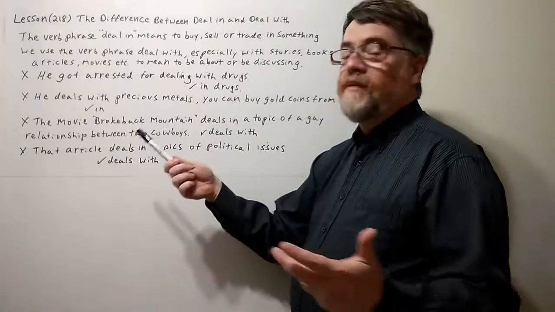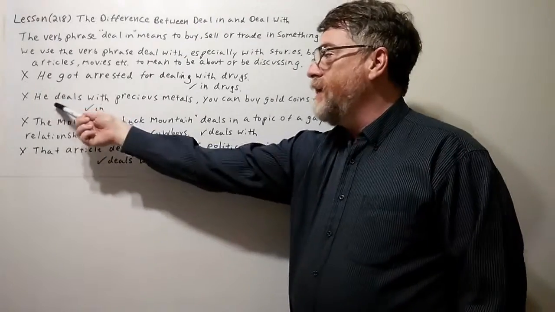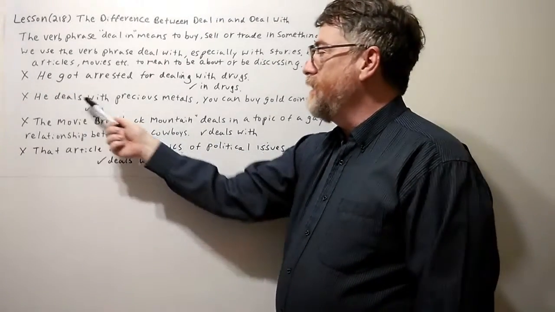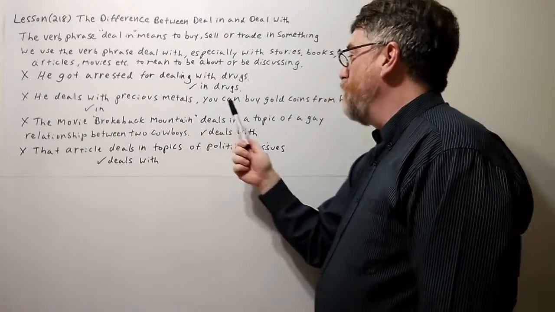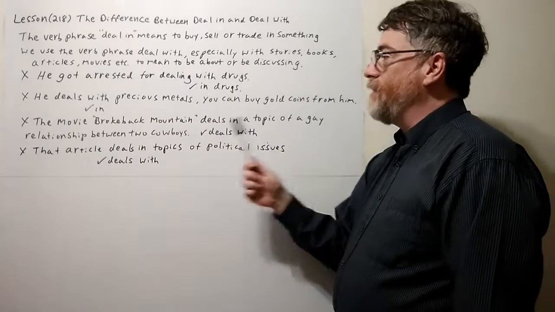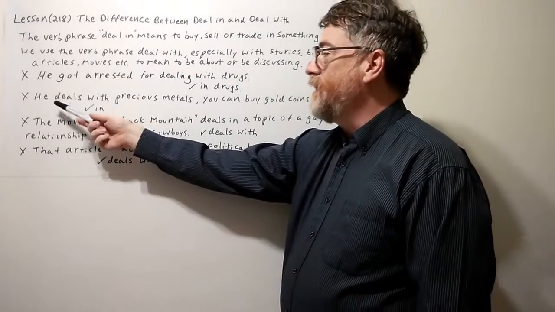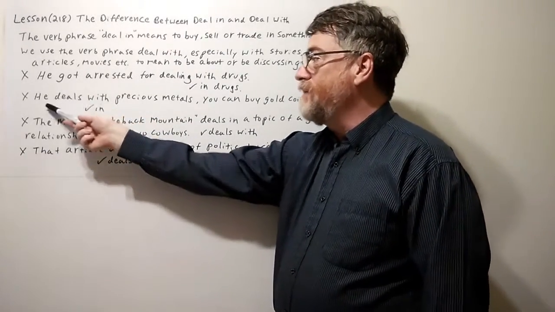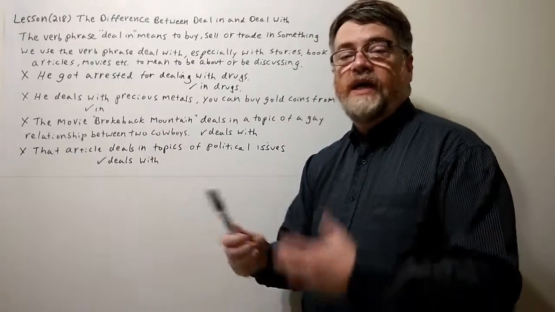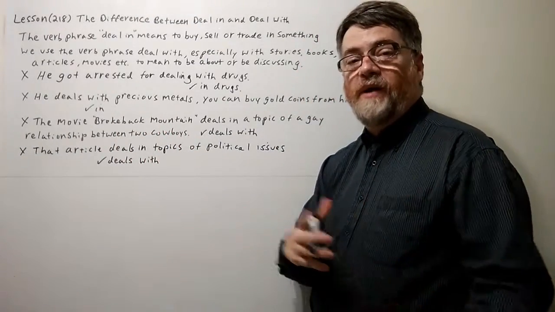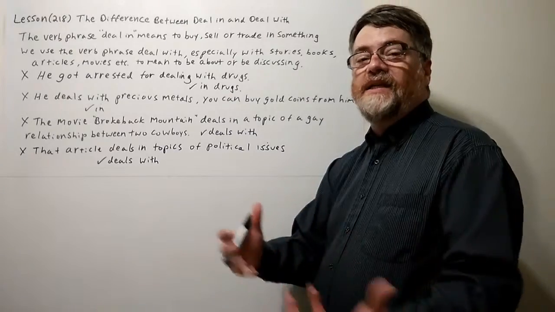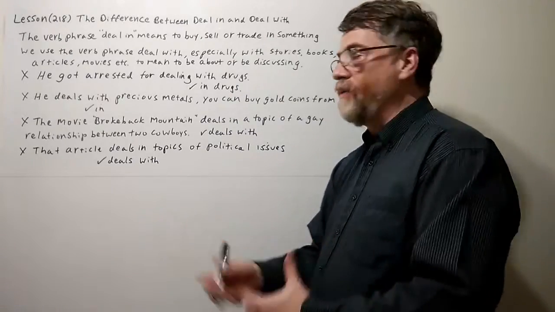All right. The second one, also, of course, with the X, that part is wrong. He deals with precious metals. You can buy gold coins from him. Again, this is doing business. So it shouldn't be deal with. He deals in precious metals. So if you're doing a business or buying or selling or trading, that's deal in, not deal with.